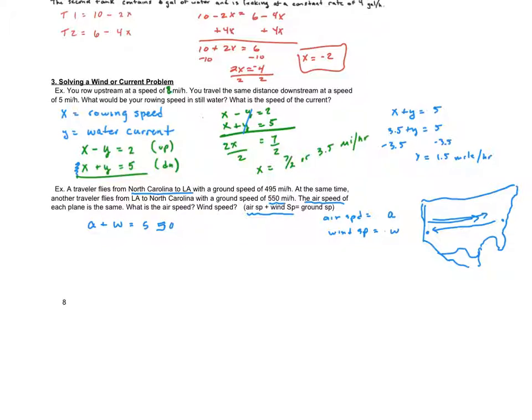But then when I turn around and I fly back across the country, it's going to be against me. So I'm going to have airspeed minus my wind speed, and that is going to equal 495. And I'm in a position that I can use elimination right here. So that will cancel out. Now I have 2a is equal to, and it looks like, well, 945.